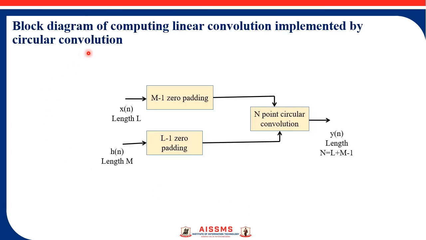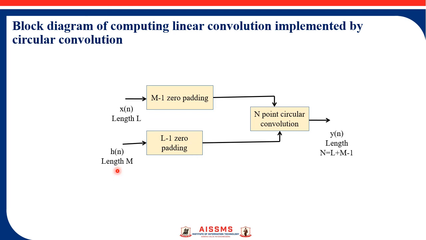Now this is a block diagram of computing linear convolution using circular convolution. There are two sequences which are input, x(n) and h(n). x(n) has length L and h(n) has length M. In our previous example, both the sequences were of the same length, but now in this block diagram, we are drawing this for generalized conditions. That is why we have taken different lengths.